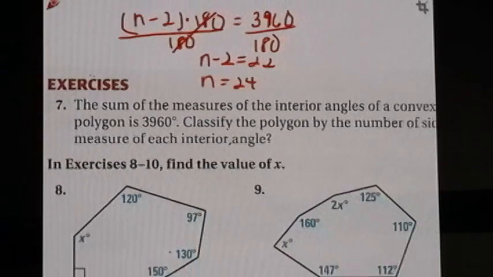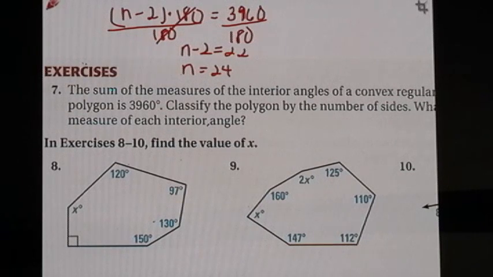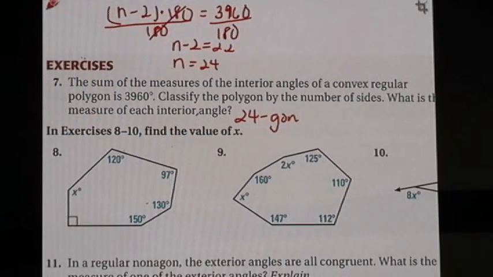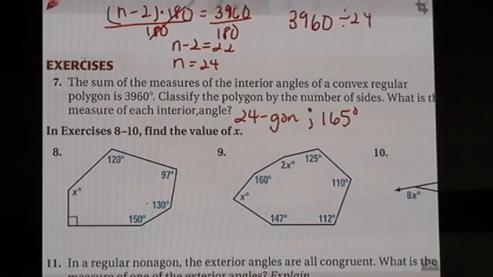Now you can answer the second part of the question. Classify the polygon by the number of sides. So to classify it, it's a 24-gon. 24 is simply the number of sides, but you're going to call it a 24-gon. That's the classification of it. What is the measure of each interior angle? To find that out, you're going to take 3,960 and divide by the 24 angles that you have. And you get 165 degrees.